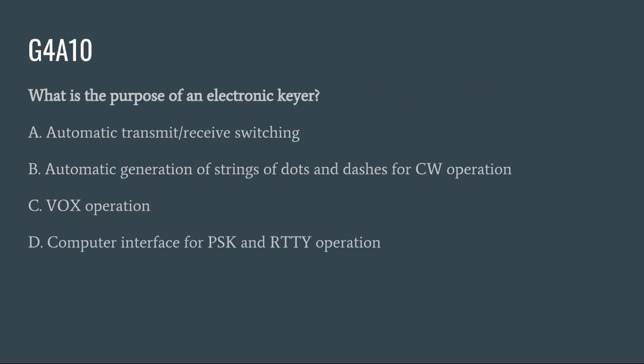G4A10, what is the purpose of an electronic keyer? A, automatic transmit-receive switching. B, automatic generation of strings of dots and dashes for CW operation. C, Vox operation. Or D, computer interface for PSK and RTTY operation. Correct answer is B, automatic generation of strings of dots and dashes for CW operation.